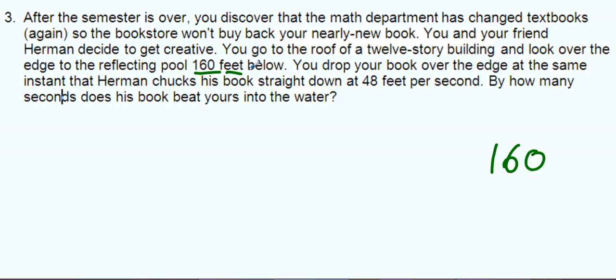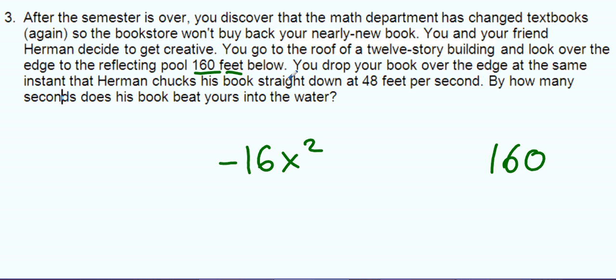The other thing that's kind of hidden there is that it says feet, which means we have a negative 16 for feet instead of 4.9 for meters. And you drop your book over the edge at the same instant that Herman chucks his book straight down at 48 feet per second. How many seconds does his book beat yours into the water? So this is kind of a tough question.